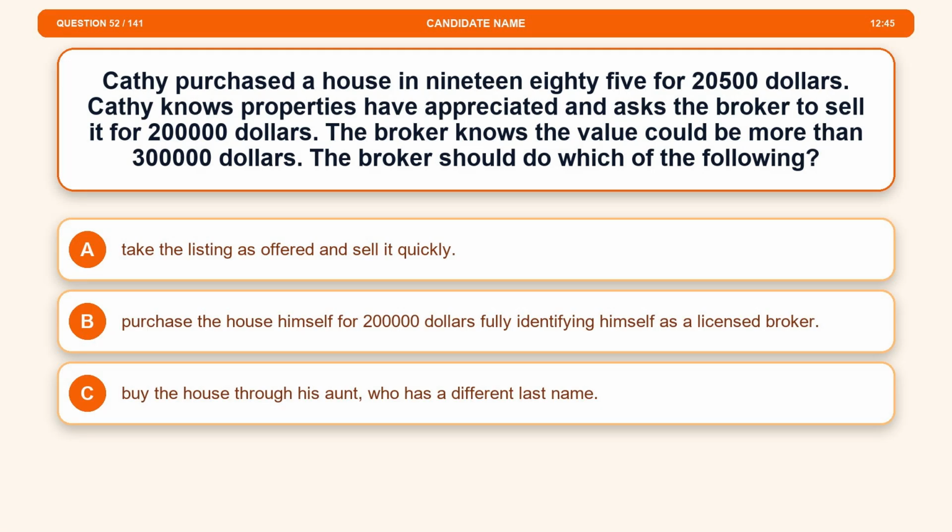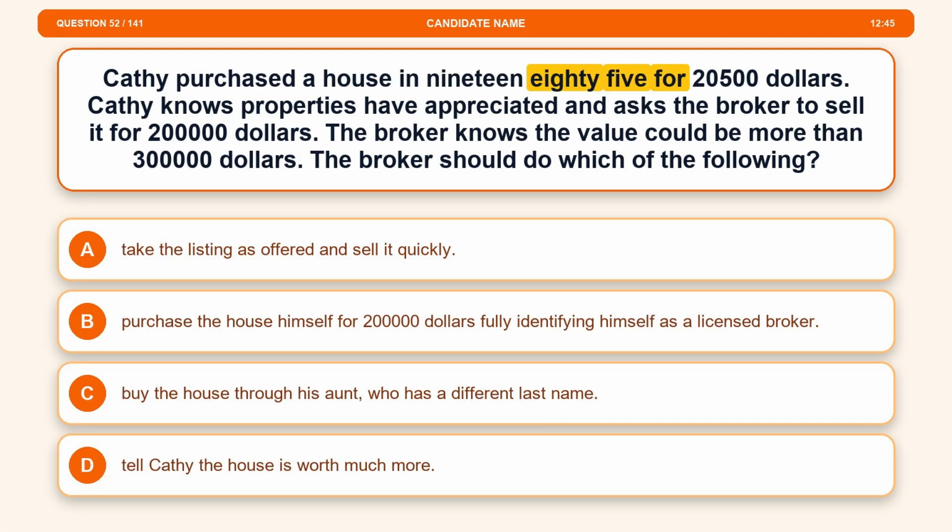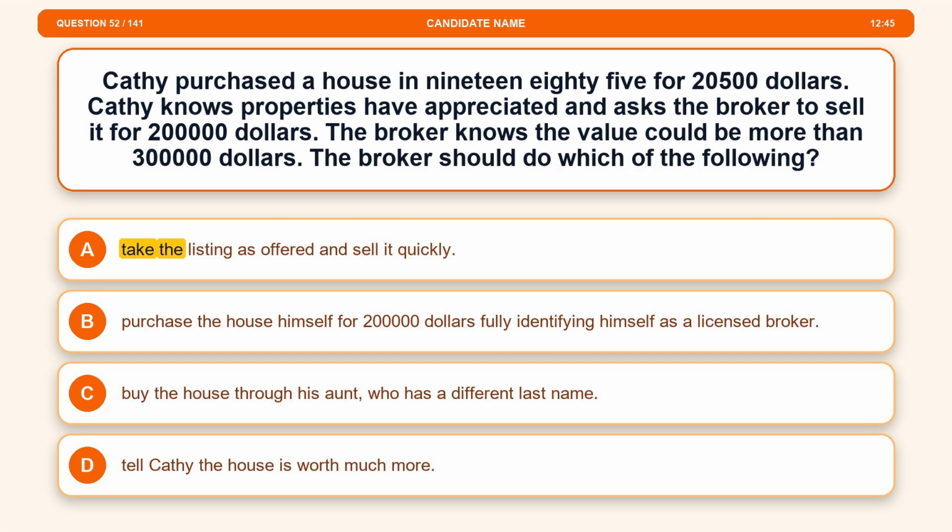Question 52. Kathy purchased a house in 1985 for $20,500. Kathy knows properties have appreciated and asks the broker to sell it for $200,000. The broker knows the value could be more than $300,000. The broker should do which of the following?